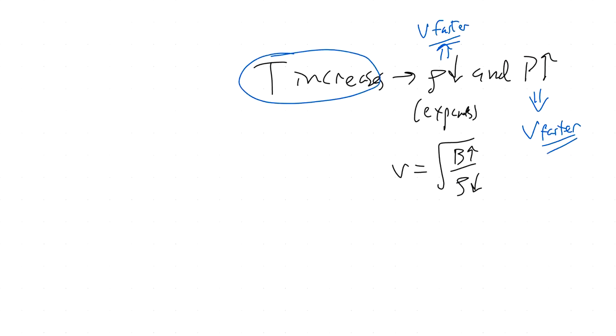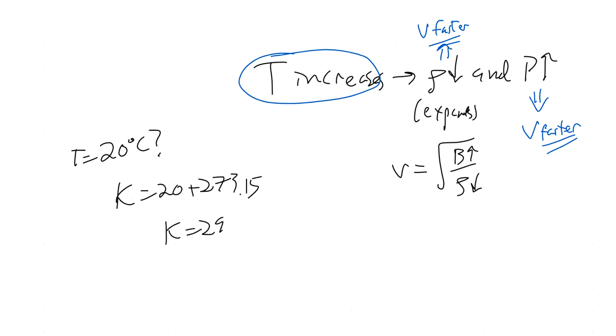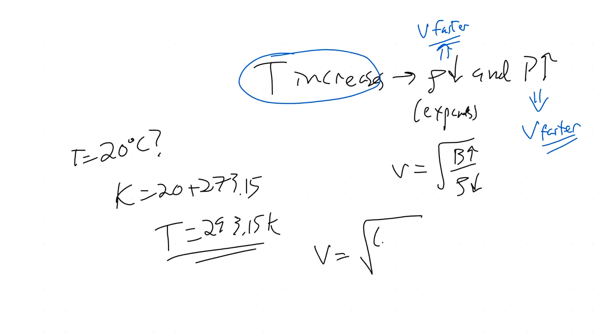So what about 20 degrees Celsius? Well, that's going to be Kelvin equals 20 plus 273.15. So Kelvin is 293.15 Kelvin. The temperature is 293.15 Kelvin. So let's plug that into the speed of sound. Speed of sound is the square root of 1.4 times 8.31.